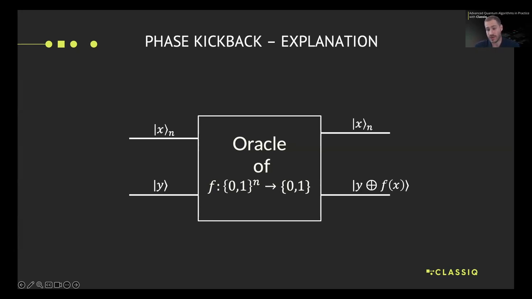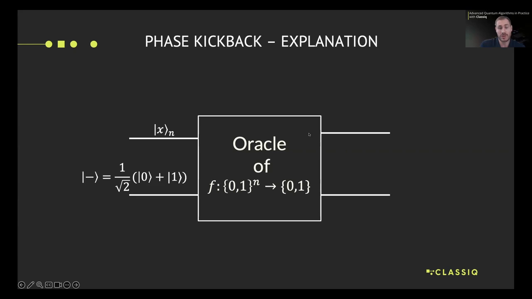But this operation, the XOR, means exclusive OR. So if the value of y is 1 and the value of f of x is 1, the output of this operation is 0. XOR means if we have only one of them 1, the output is 1. So let's do another example. If the value of y is 0 and f of x is 1, then 0 XOR 1 will be 1. And this is the definition of an oracle, and this is the way we encode or evaluate a function in quantum algorithms with the oracle model.